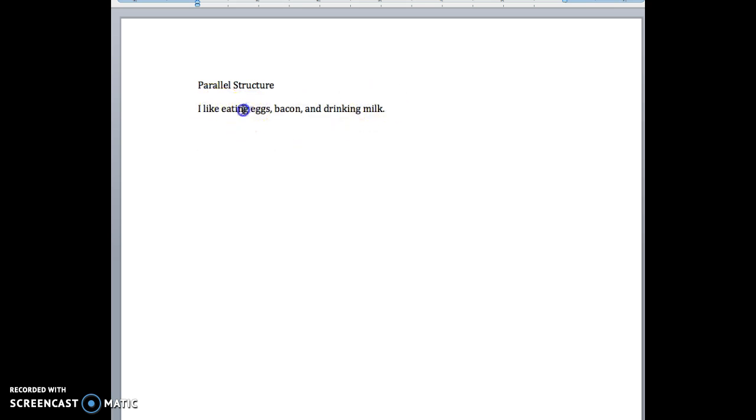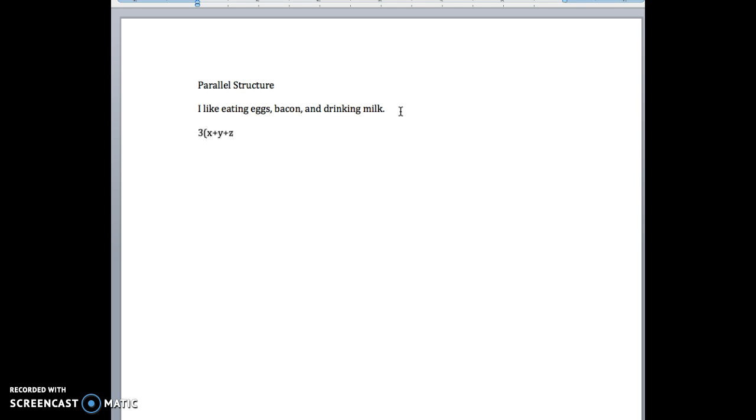Now, the reason this is incorrect is that you're structuring the sentence in a way that requires that you take I like eating and apply it to each of the three things you have listed after it. Now for the first two, this makes sense. I like eating eggs. I like eating bacon. But for the last one, I like drinking milk. This doesn't make sense.